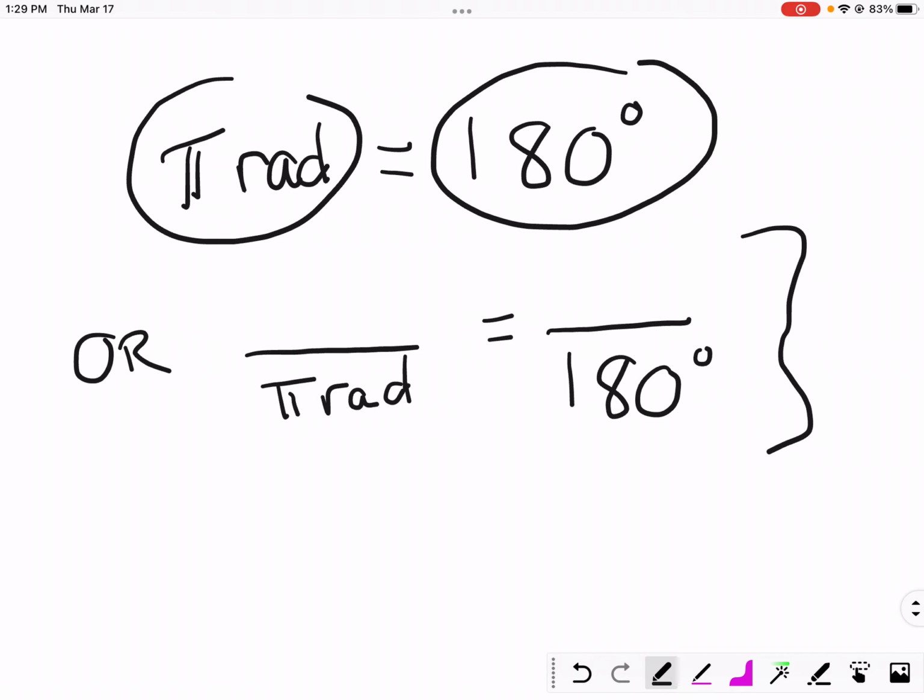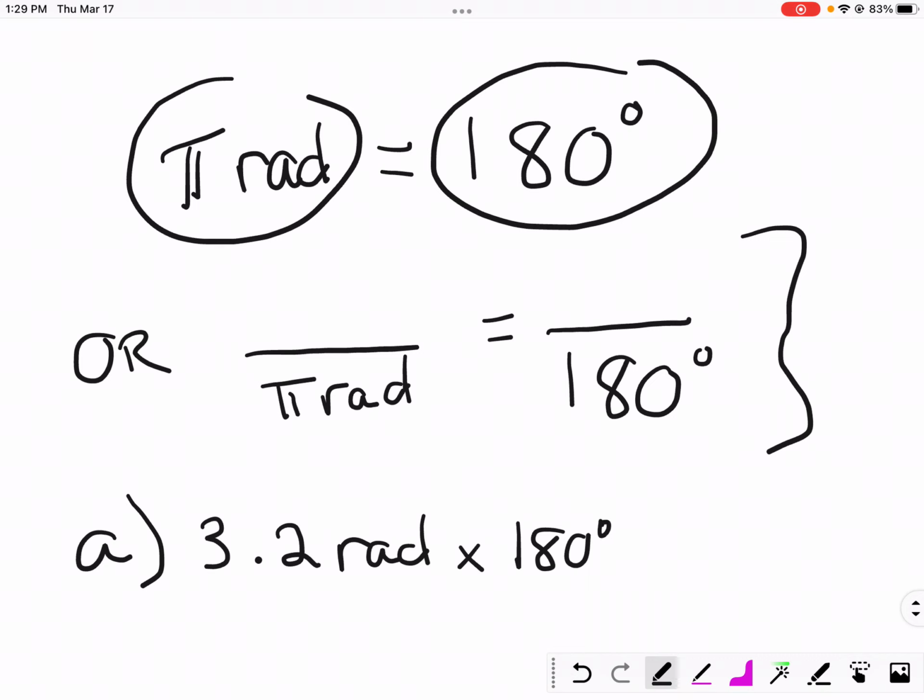So let's say I want to convert 3.2 radians to degrees. Well, with dimensional analysis, I multiply by that conversion factor. I have radians, so I want to multiply by 180 degrees over pi radians. I can do that with my calculator, and I should get, rounding to the nearest degree here, 183 degrees.